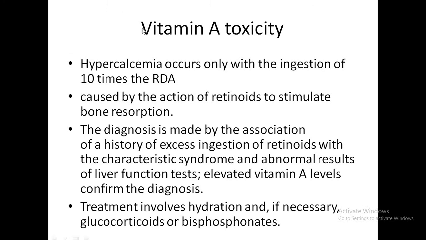Coming to vitamin A toxicity, hypercalcemia occurs when vitamin A is ingested at 10 times the recommended dietary allowance, and it is thought to be due to the action of retinoids to stimulate bone resorption. The diagnosis is made through the association of a history of excess ingestion of retinoids with the characteristic syndrome and abnormal results of LFTs. There will also be elevated vitamin A levels, and this confirms the diagnosis. Treatment involves hydration and, if necessary, glucocorticoids or bisphosphonates.